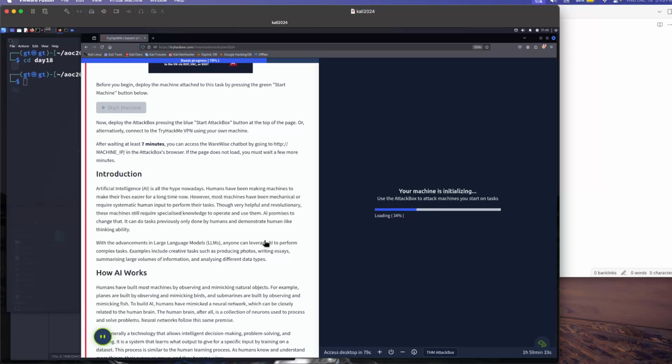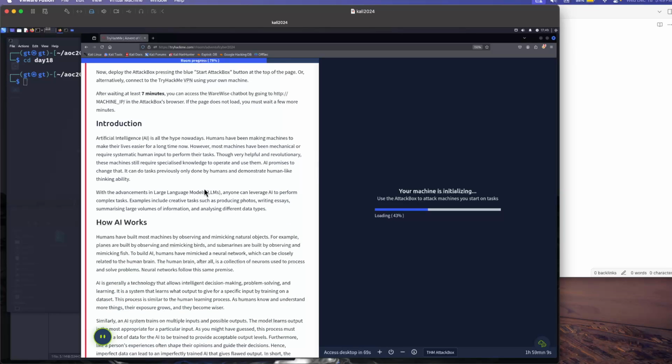After waiting at least 7 minutes, you can access the Warewise chatbot by going to HTTP://machine IP in the attack box browser. If the page doesn't load, you must wait a few more minutes. There's a lot of waiting in this thing.